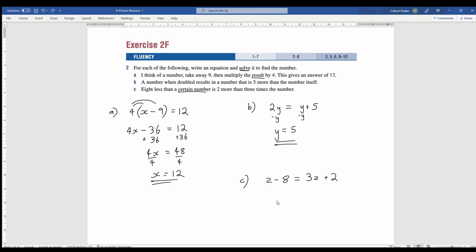And finally we need to solve this. So I'm going to get my like terms. So in this case I will subtract 3z from this side and from this side, and that will give me z minus 3z, that's minus 2z, minus 8 is equal to 2. I can add 8 to both sides. Sorry for my wonky looking plus sign there. That will give me minus 2z is equal to 10, or in other words, z is equal to negative 5.